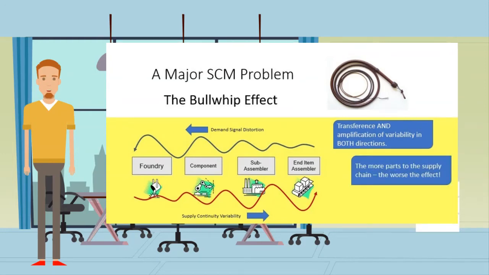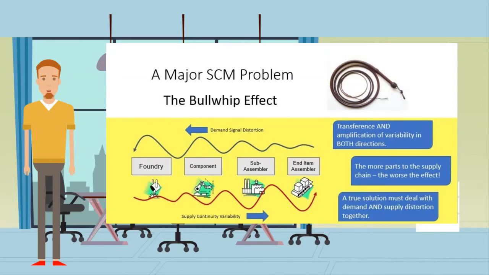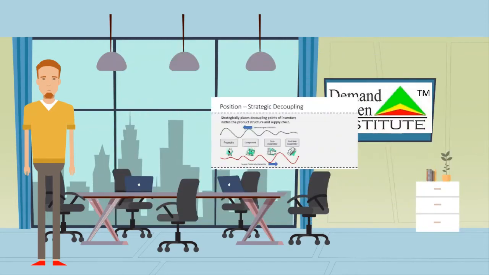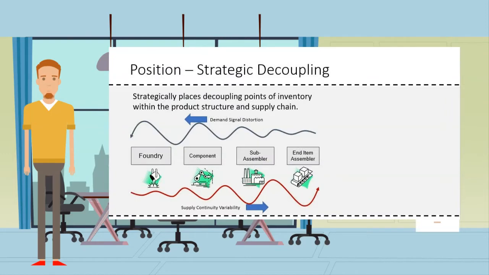The more parts we have in the supply chain, the greater the problem. The question has always been, how do we stop these bullwhips rushing up and down our supply chains? Until recently, we didn't have an answer to this dilemma. We needed a solution that dealt with this demand and supply distortion together.